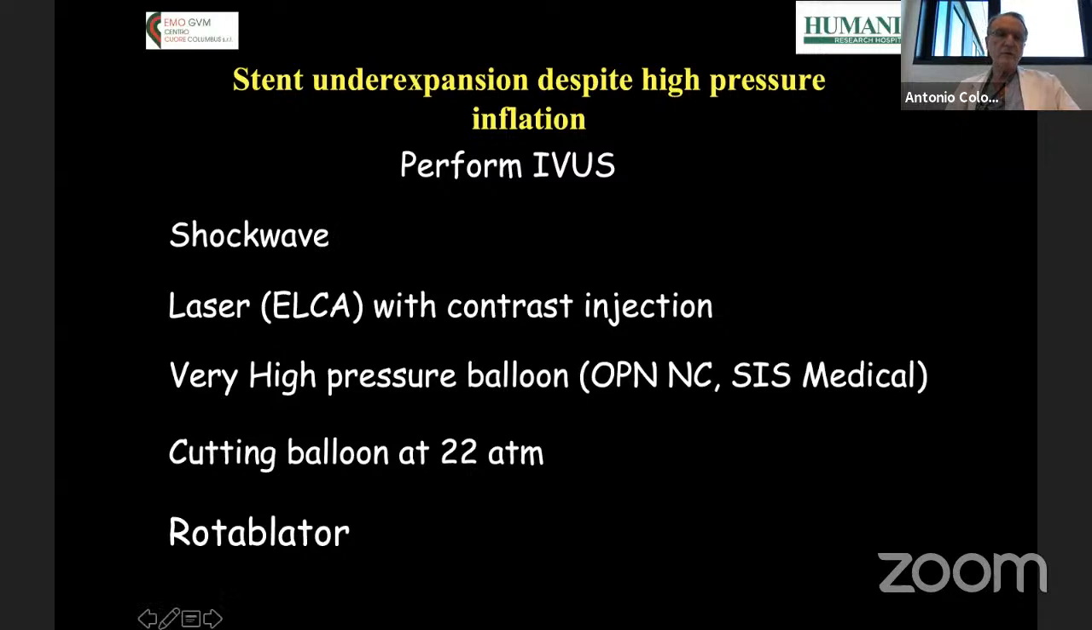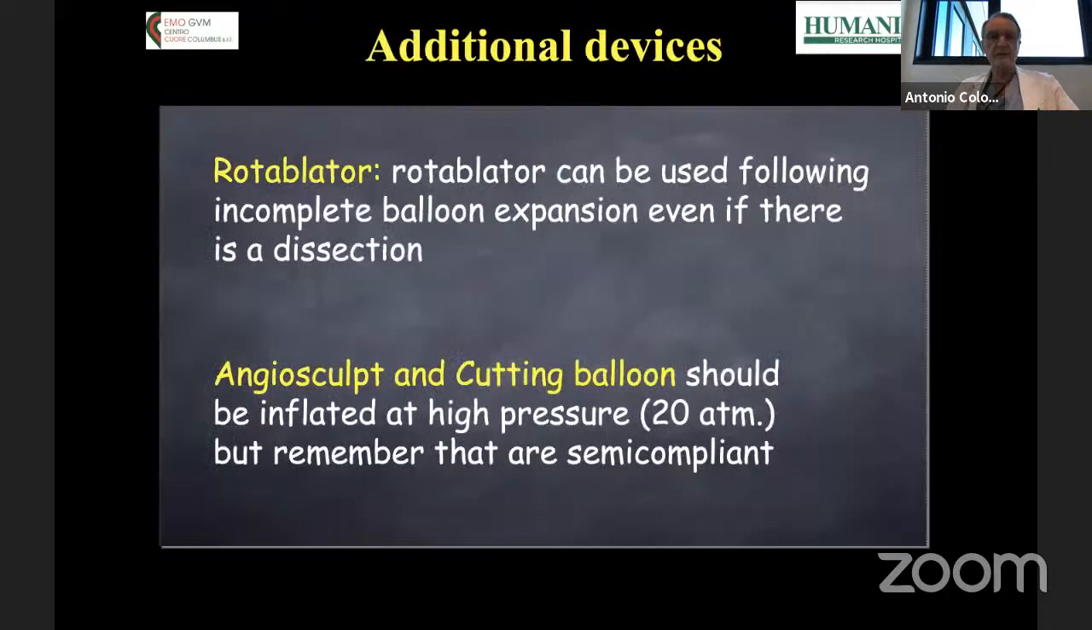Then you can use shock wave, you can use laser with contrast, you can use a very high pressure balloon, OPN, which you don't have in the United States. You can use a cutting balloon, which I like to inflate at high pressure, of course. You can use rotablation, and now you can also use orbital atherectomy in the US. A rotablator can be used following incomplete balloon expansion, even if there is a dissection. A dissection is not a contraindication. You have to be a little bit careful, but it's not a contraindication.